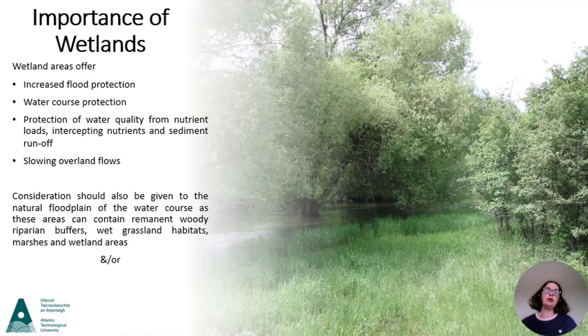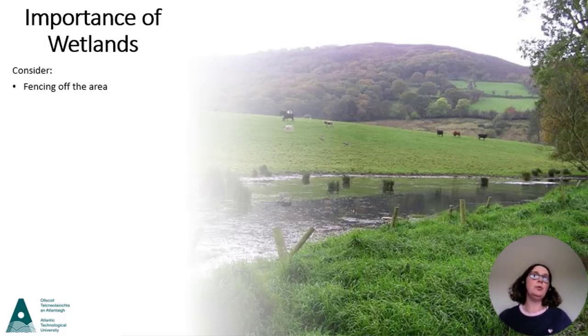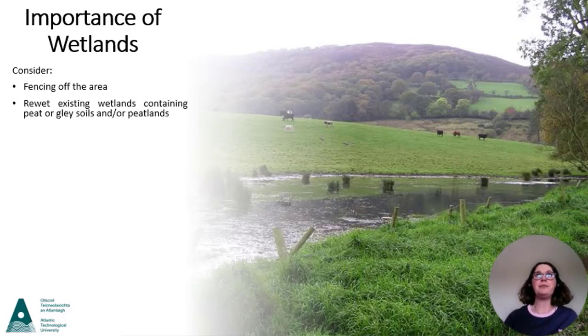And outside of natural floodplains, you may or may not have, or can implement, new small wetland areas or farm ponds. So considerations in terms of putting in these types of wetlands: the first thing would be to consider fencing it off, and that would be nearly sufficient enough, and making sure that livestock cannot access the area.